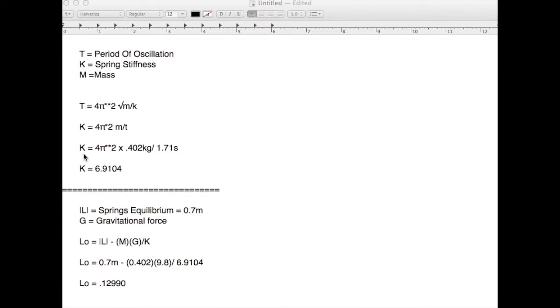So now once I find my inputs, the mass of the object being 0.402 kilograms, and T simply being the time it takes for the top peak of the oscillation to go to the next peak, or the lowest point of the oscillation to the next lowest point, and for this one it is 1.71 seconds. Once you divide 0.402 kilograms by 1.71 seconds squared, then multiply it by 4 pi squared, you get k, the spring stiffness, being 6.9104.